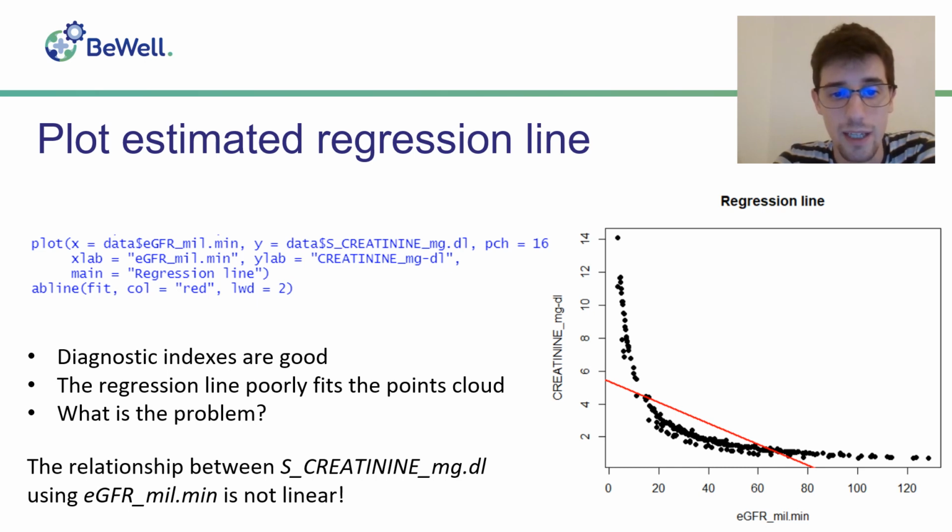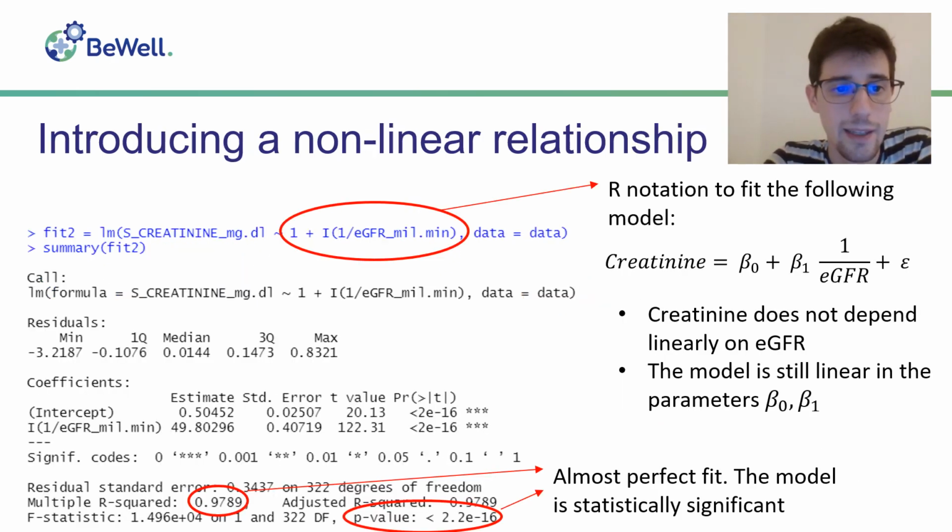Even though the diagnosis indexes are good, the regression line poorly fits the cloud of points. Why is this? Well, it is evident that the shape of the black cloud of points is not aligned. Hence, a linear relationship model between creatinine and eGFR is not suitable to explain the data. In such cases, we say that we are in presence of non-linearities. In this case, we can come out with a simple and elegant solution to this problem.